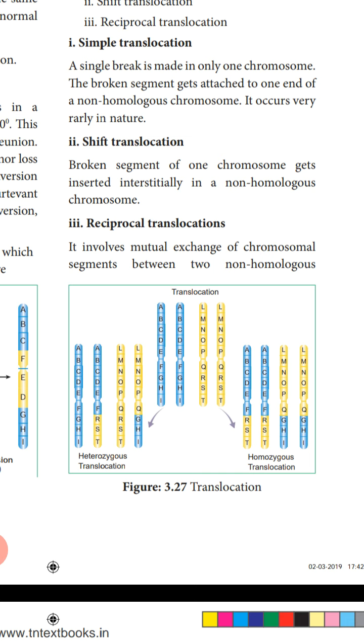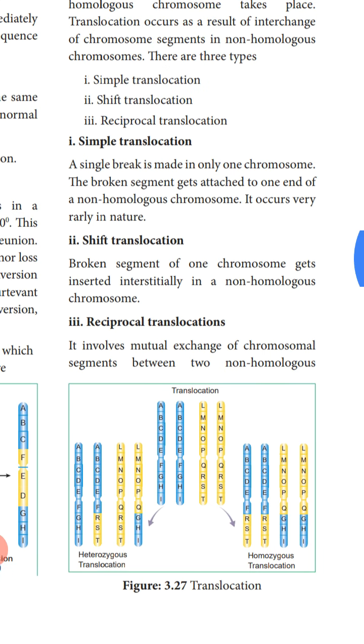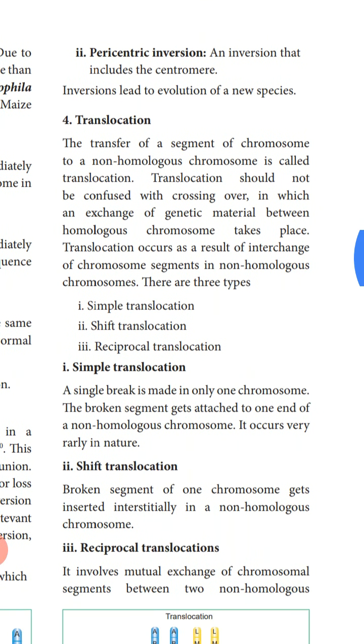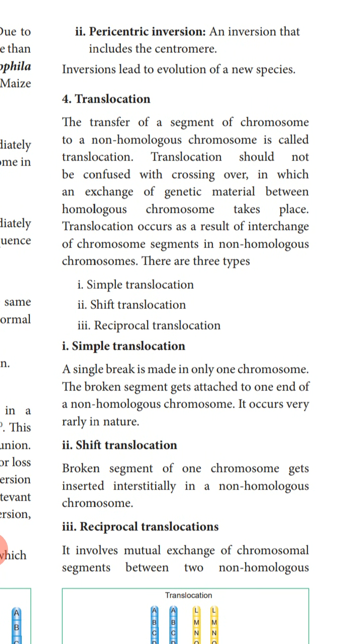Now here what is happening? The exchange of the segment is taking place between the non-homologous chromosomes. Okay, so from the blue it will be shared to the yellow. Okay, the yellow is one chromosome, blue is one chromosome. The segment from blue is transferred to the yellow. This is called translocation. Okay, so transfer of a segment of chromosome to a non-homologous chromosome.